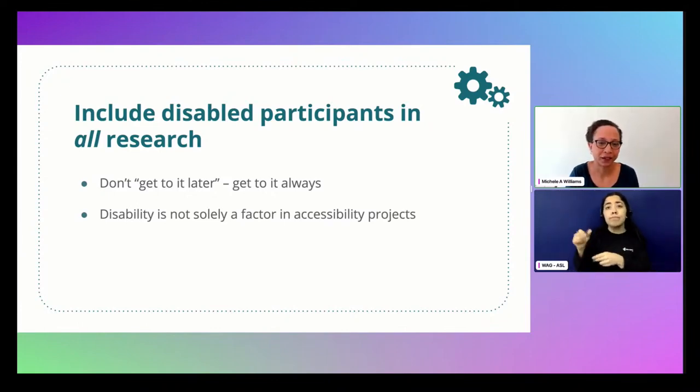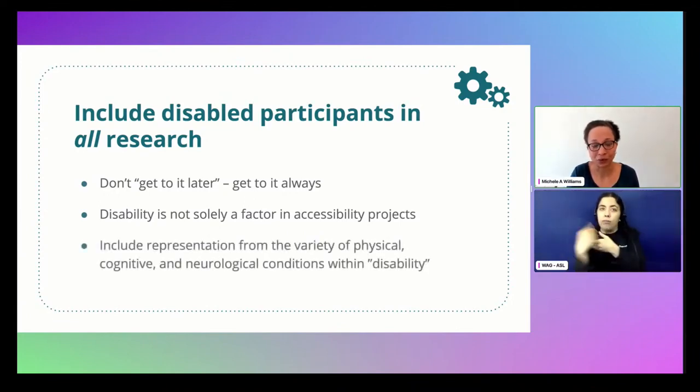And so that tends to associate with testing for accessibility. No, instead, we should be testing for all factors of inclusion, and that includes disabled users and representation from the variety of physical, cognitive, and neurological conditions that are within this realm of what we call disability. So again, we are looking to diversify who we're even considering when we're talking about research and research participants.